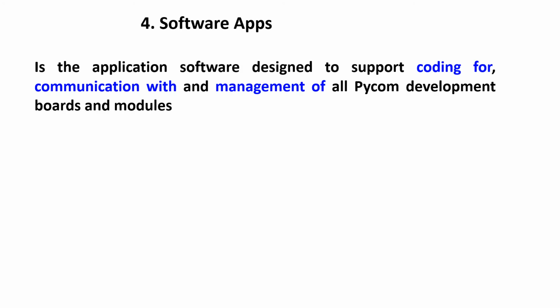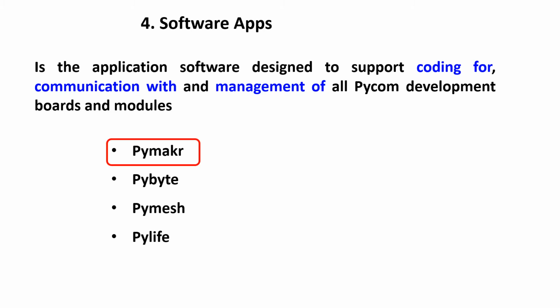The fourth component required by a processing unit are the software. These are the applications that are designed to be used to either code for, communicate with, and manage the modules. Some examples of these softwares that are provided by PyCom specifically for its development boards are PyMaker, PyBite, PyMesh, and PyLife. Now let's spend some time to distinguish each of these softwares and or applications. Let's start with PyMaker.